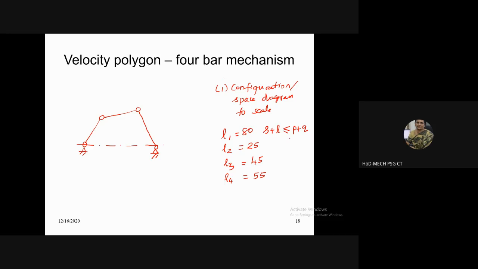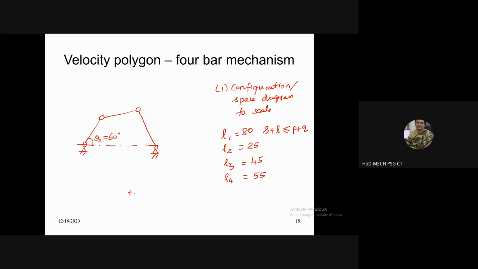So the link lengths should be known, and I also should know the angle corresponding to link number 2, for which I need to carry out a velocity analysis. Please mind that for different values of theta 2, the results will be different. So first draw the configuration to scale by making use of all these link lengths and the given angle. Suppose this angle is 60 degrees. So how will you do the configuration diagram?